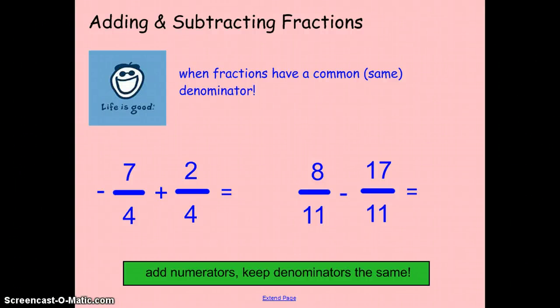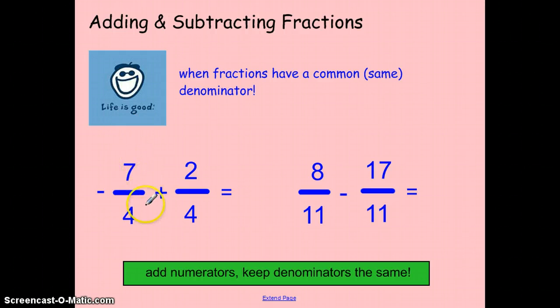The topic of this video is adding and subtracting fractions. When you have two fractions that have a common denominator, that means the same number on the bottom, life is good, it's not hard at all. All you want to do is add the numerators, the numbers on top, and keep the denominators the same.